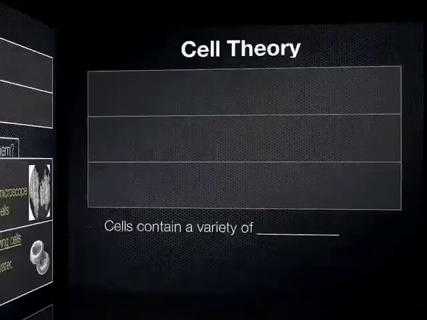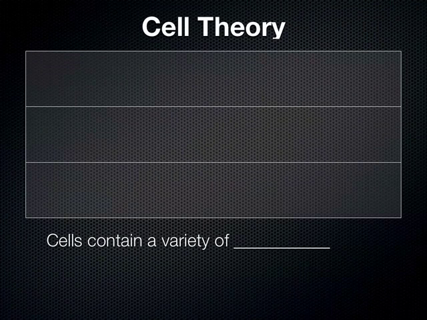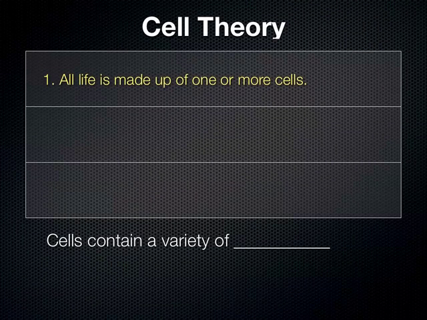So the cell theory, we say, has three main parts. So cell theory tells us, first of all, all living organisms are made up of one or more cells. All living things are made up of one or more cells. That's the first part.